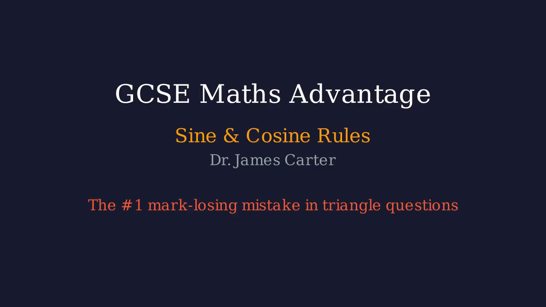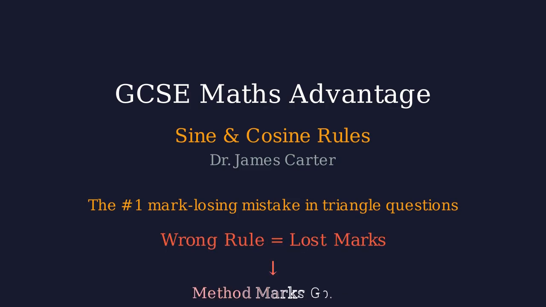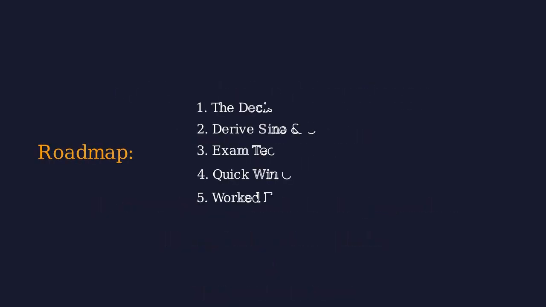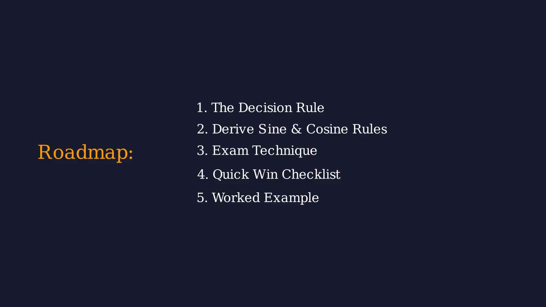This one fact will grab you. Examiners reported that triangle questions, the sine and cosine rule ones, cost more lost marks across the higher papers than almost any single subtopic last year. Why? Because students pick the wrong rule and then lose method marks while they try to rescue the answer. Sound familiar? Stick with me for the next 12 minutes and I'll give you a single decision routine that stops that panic every time.